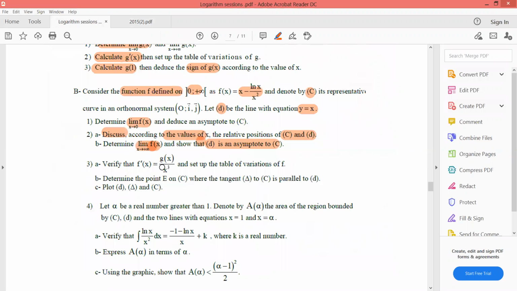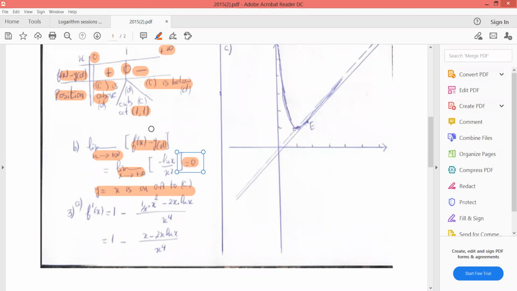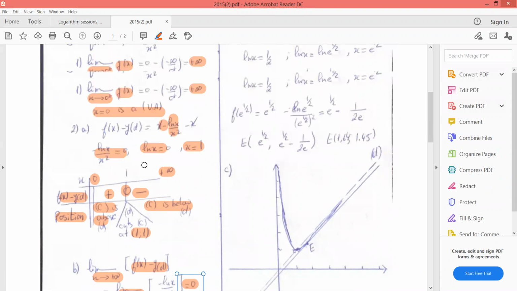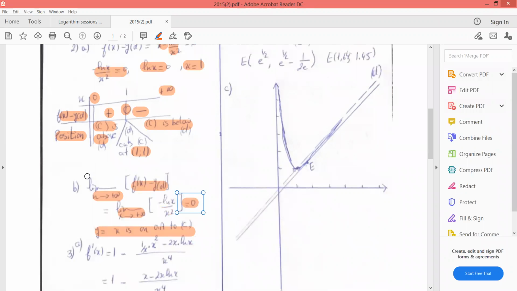Is this for this note? Before part B, you have to put first the limit as x tends to plus infinity of f(x) equal plus infinity. So you have to add it here. Yes.